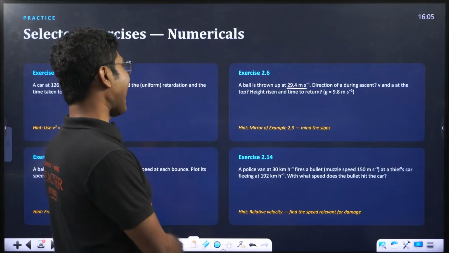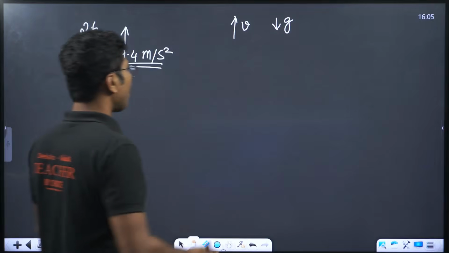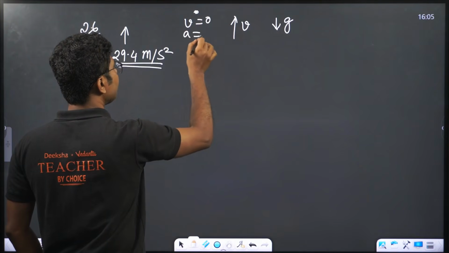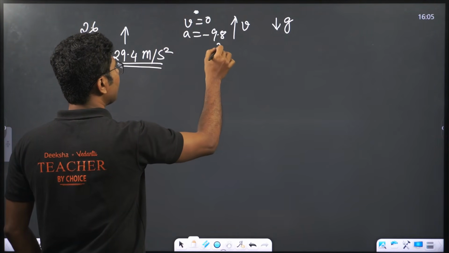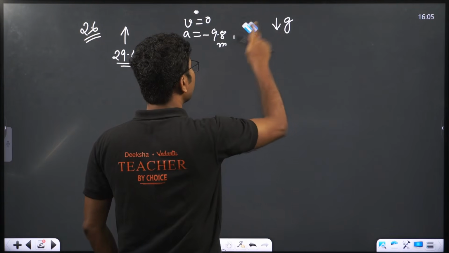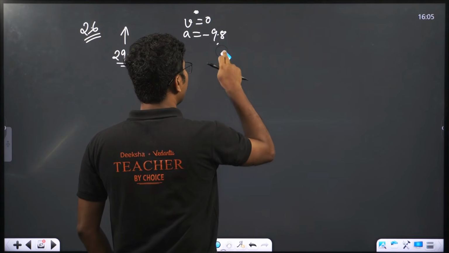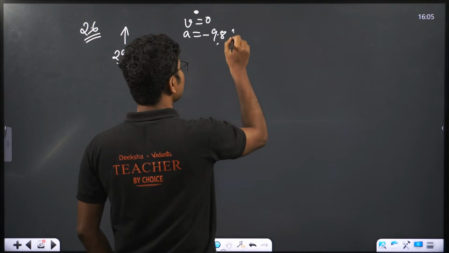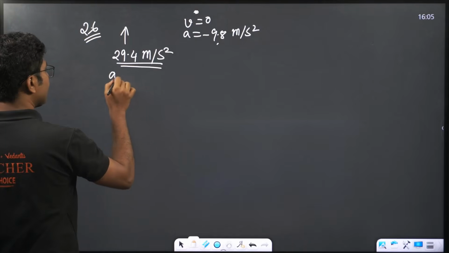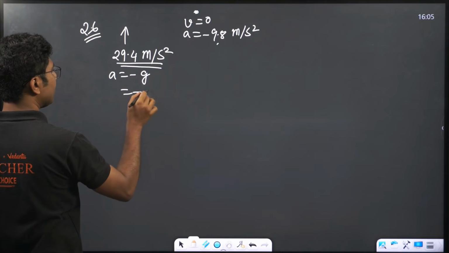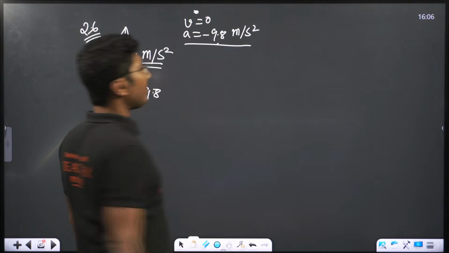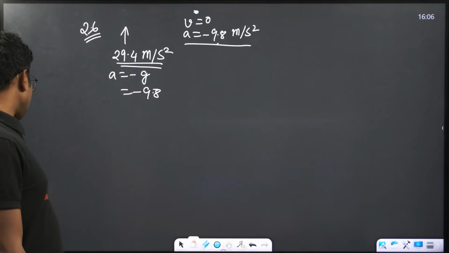V and A at the top. So at the top, when the object reaches the top, velocity becomes 0, acceleration is minus 9.8 meter per second square. Ascent means going up. So when the object is going up, the direction of acceleration is down. During the ascent, acceleration is minus g, that is minus 9.8. So at the top, velocity is 0, acceleration is minus 9.8.